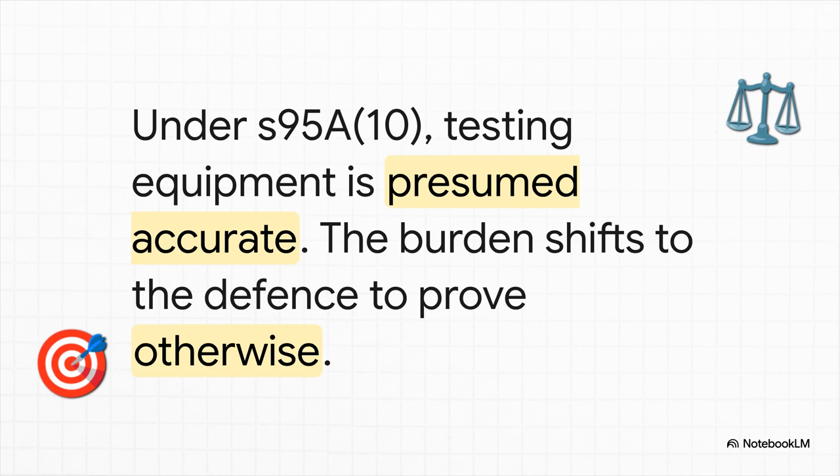The secret superpower of this section is the presumption in subsection 10. The equipment used for the DNA testing is automatically presumed to be accurate. The burden isn't on the prosecution to prove the machine works. The burden completely shifts to the defense to come up with actual evidence that it might not be accurate. That is a massive strategic advantage.